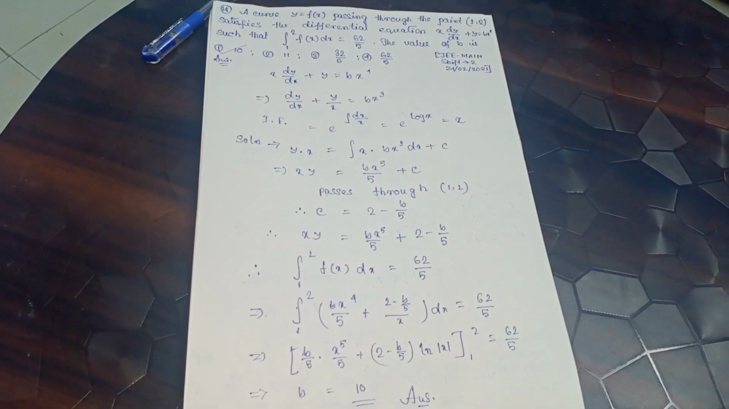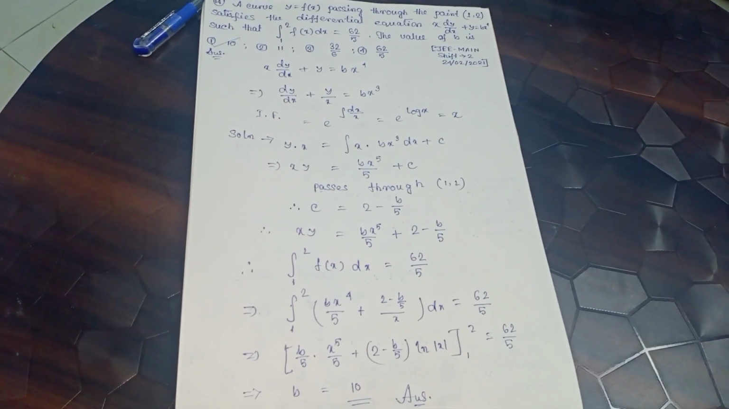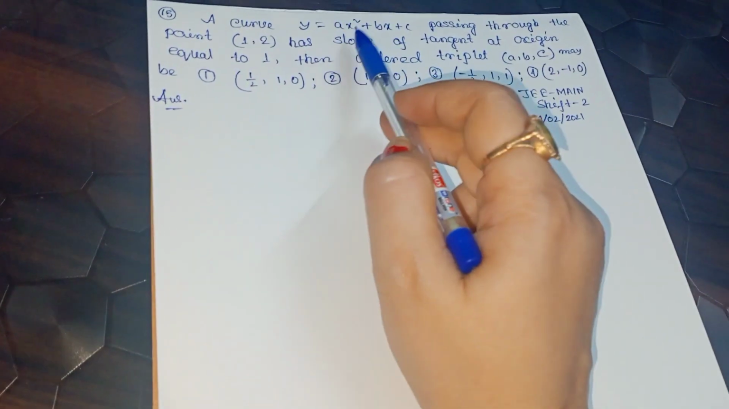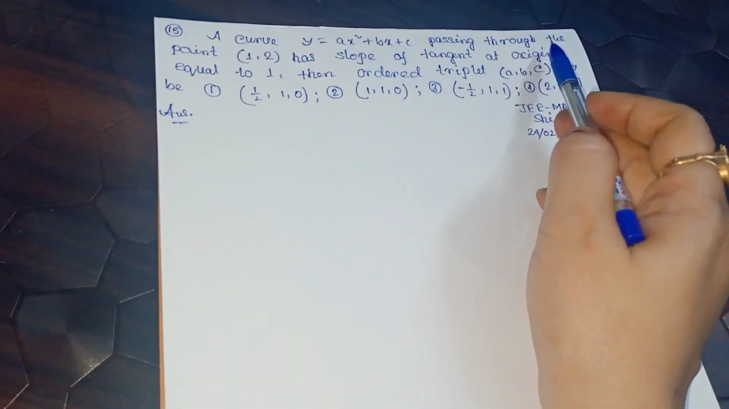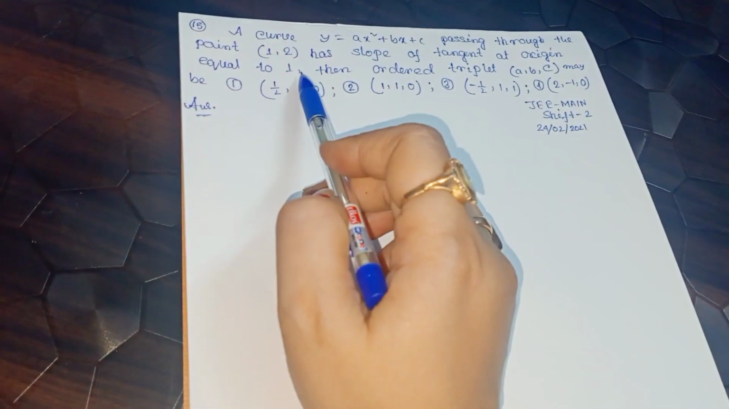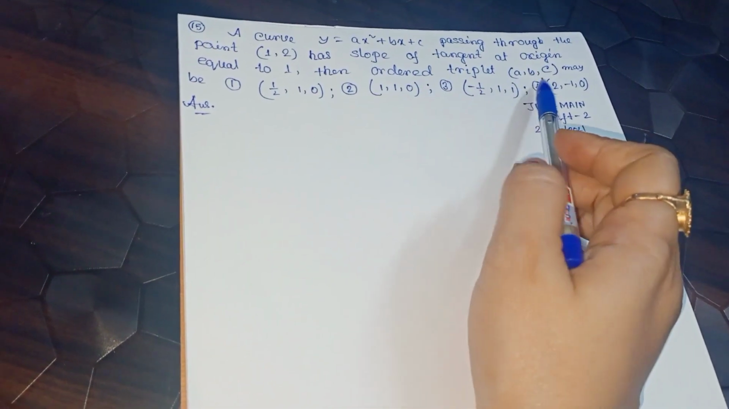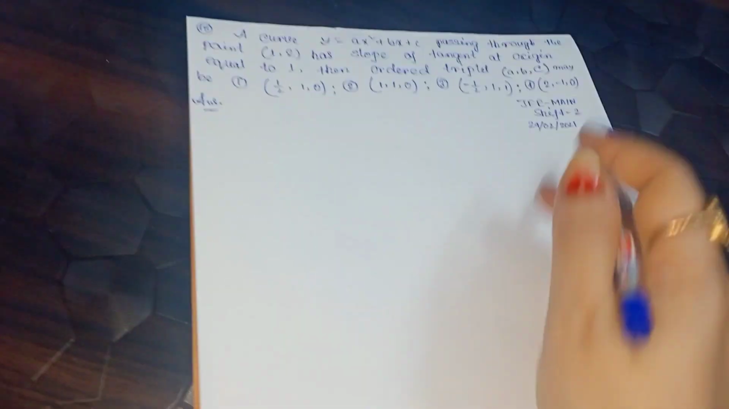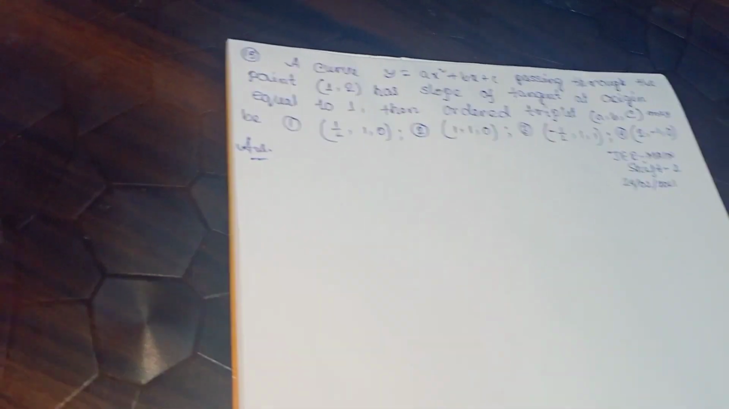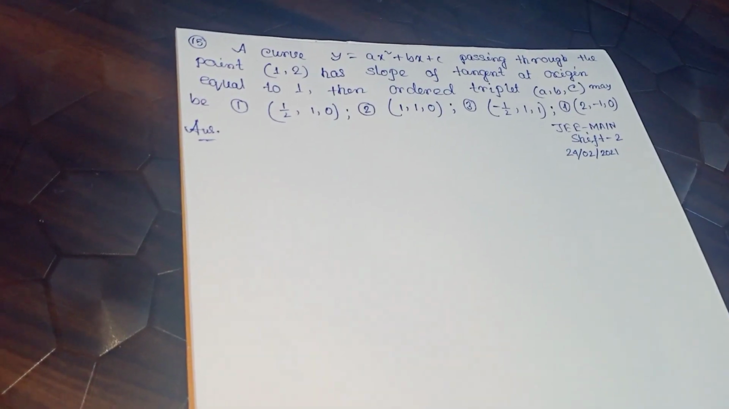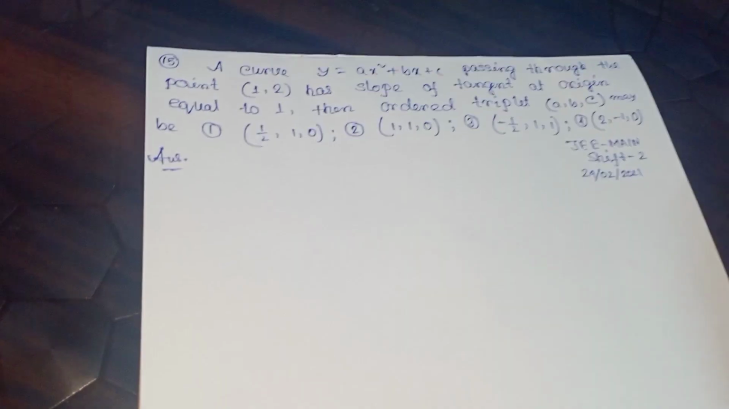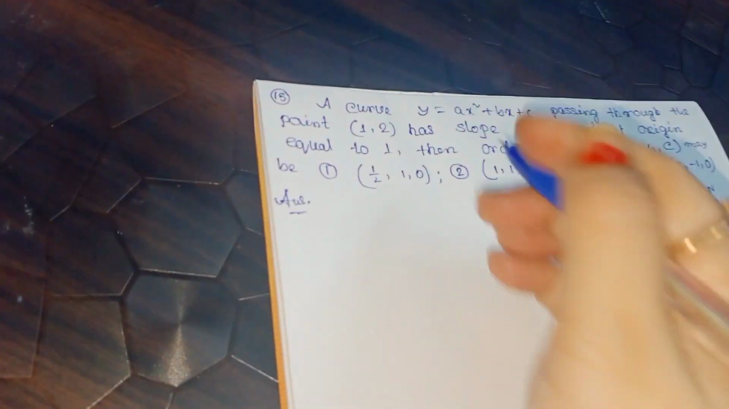Now moving to question 15. So question 15 says that a curve y = ax^2 + bx + c passing through the point (1, 2) has slope of tangent at origin equal to 1, then the ordered triplet (a, b, c) must be? Four options are given. So this is the question in the house of coordinate geometry, and it's a memory based question.